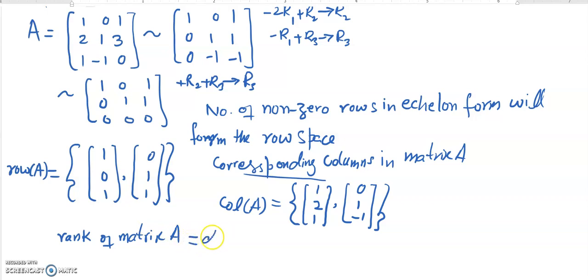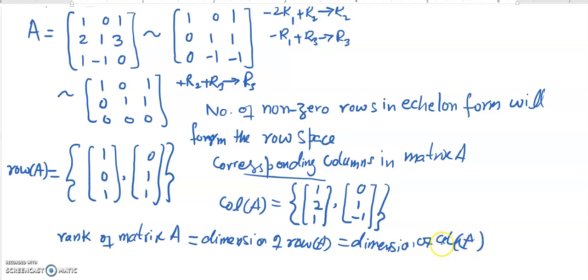So it will be either the dimension of row A, which will also be equal to the dimension of column A. That means either the dimension of the row space of A or the dimension of the column space of A. So that is 2. So the rank of matrix is 2.